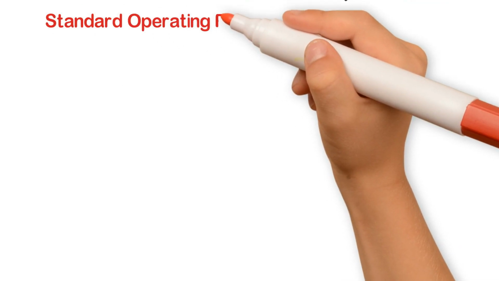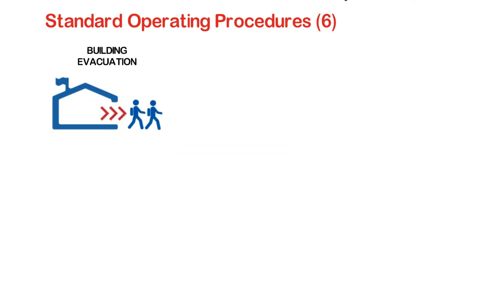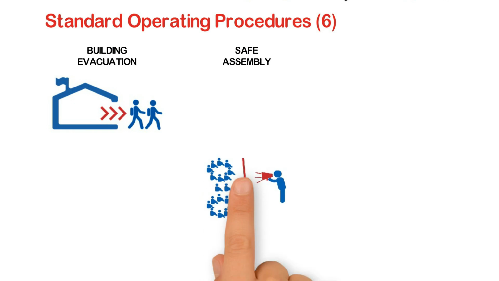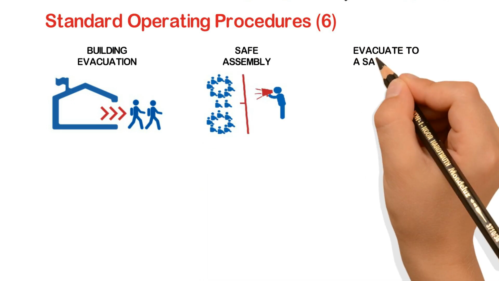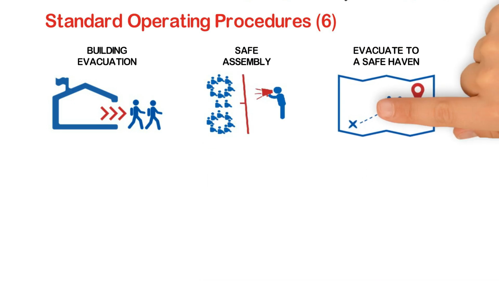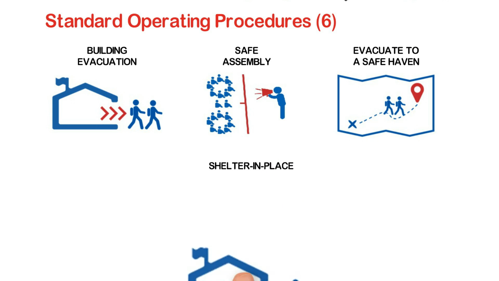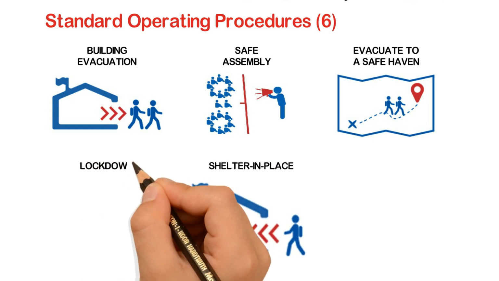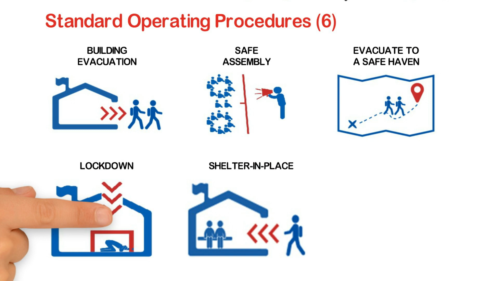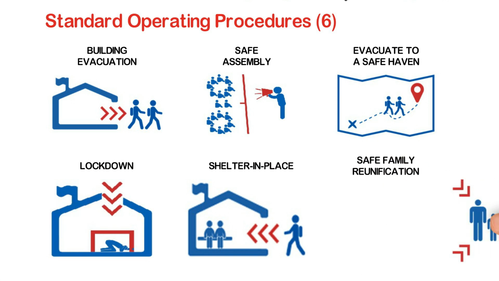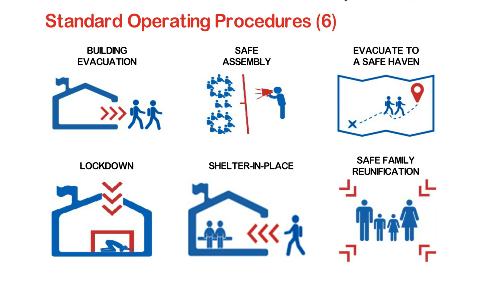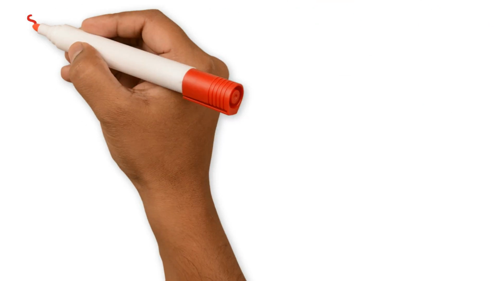We'll look at the 6 standard operating procedures first. The 6 standard operating procedures are building evacuation, assemble and shelter outside, evacuate to a safe haven, shelter in place, lockdown, and safe family reunification. Let's look at these one by one.